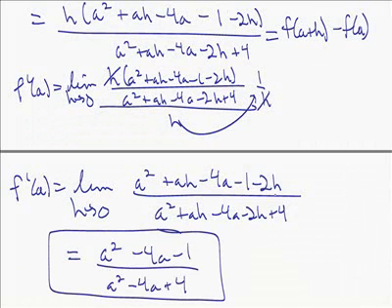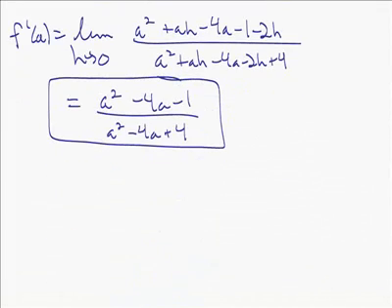And now for any point on our graph, if you want to let x equal a, you could just plug it into here, and this will give you the slope of the line tangent to the curve at that point. Okay, and that's all the problems that we'll do for this section.